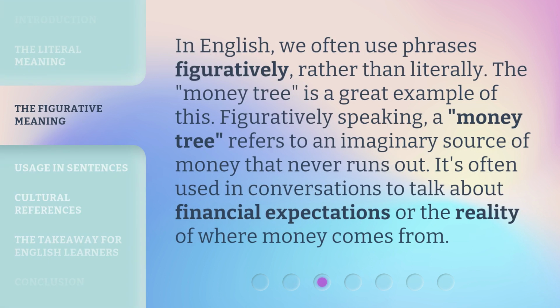In English, we often use phrases figuratively, rather than literally. The money tree is a great example of this. Figuratively speaking, a money tree refers to an imaginary source of money that never runs out. It's often used in conversations to talk about financial expectations or the reality of where money comes from.